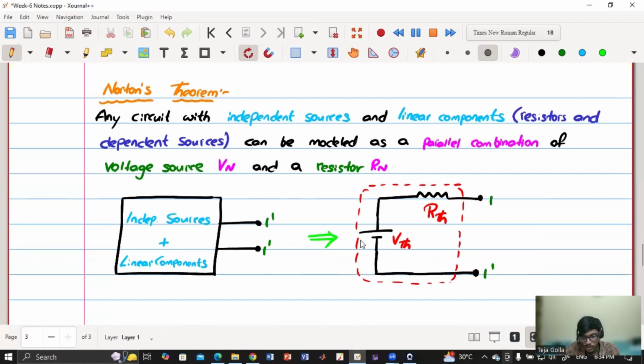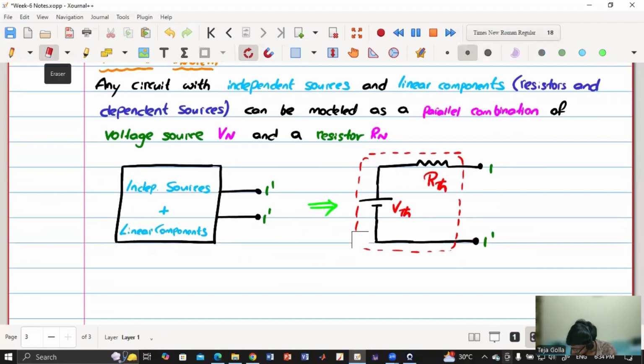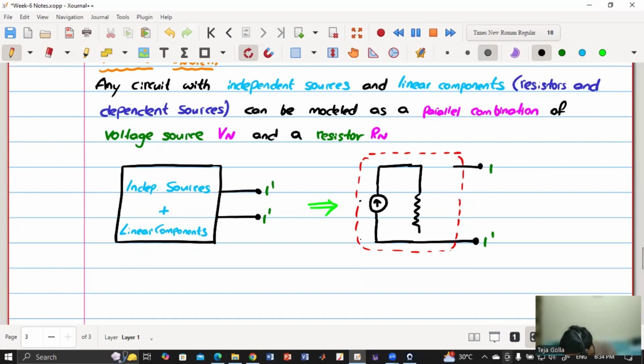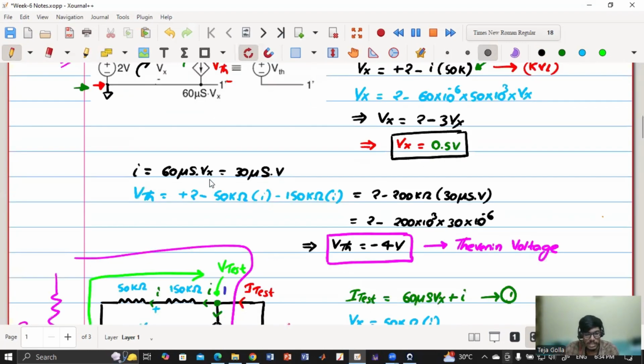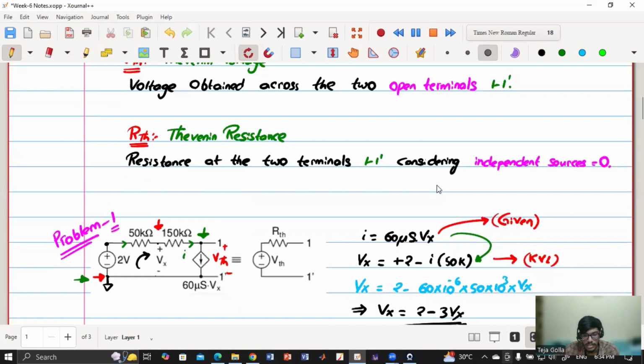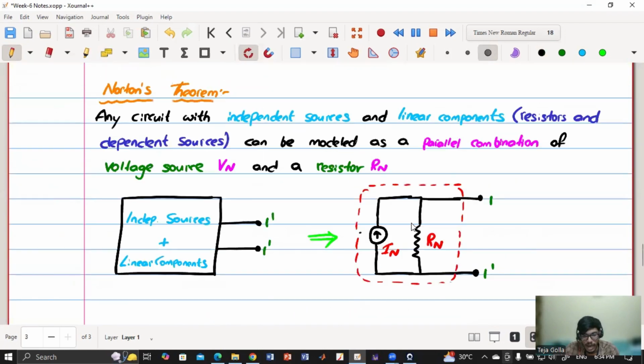So if this is the circuit, how is it going to be? Here we have a current source, and it is no more series, it will be parallel. So let us draw. We have a current source and then a Norton resistor in parallel. This will be my I Norton and this will be my R Norton. One thing you have to understand is that both the theorems are almost the same. Only the representation is different. Here it is series and VTH, RTH. Here it is parallel and it is I Norton and R Norton.